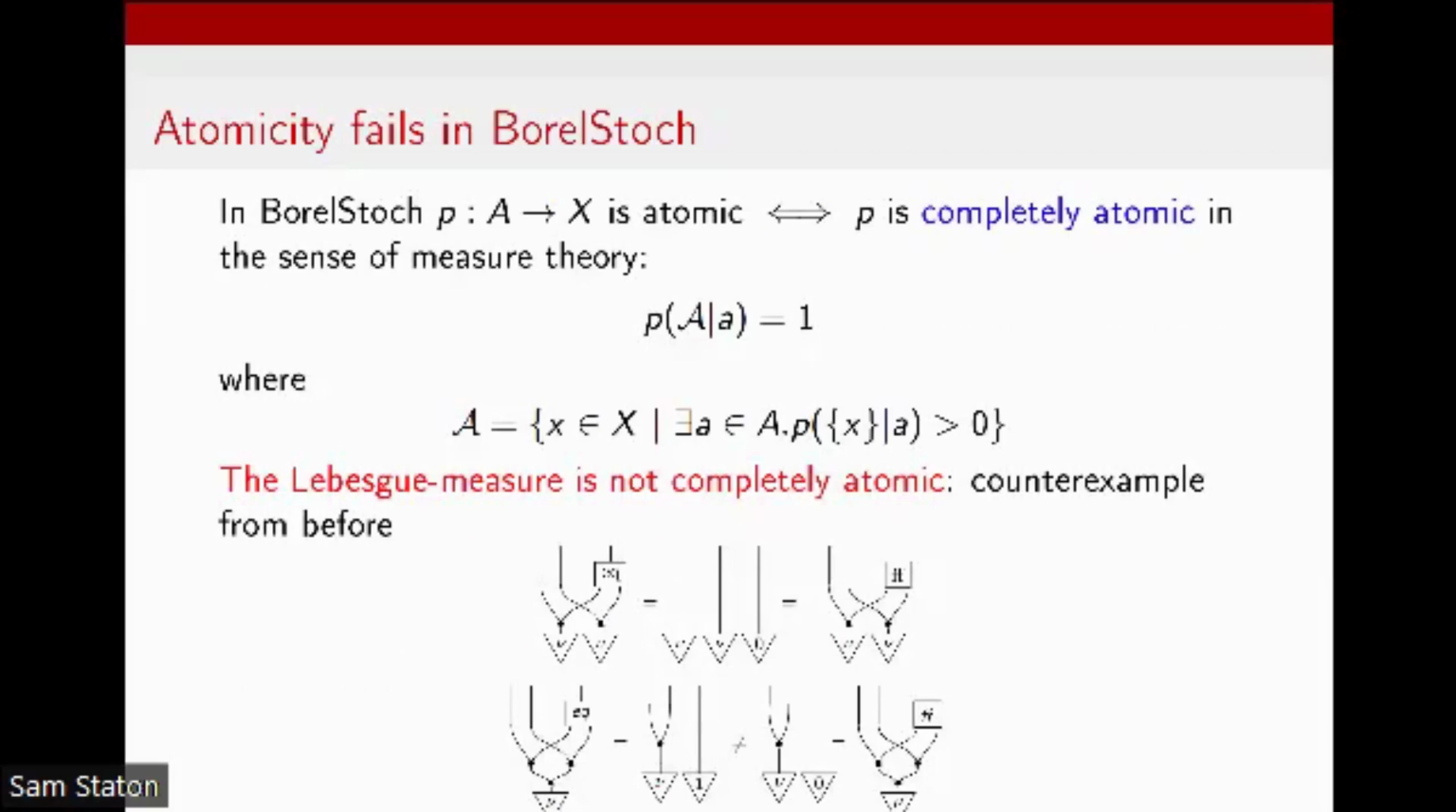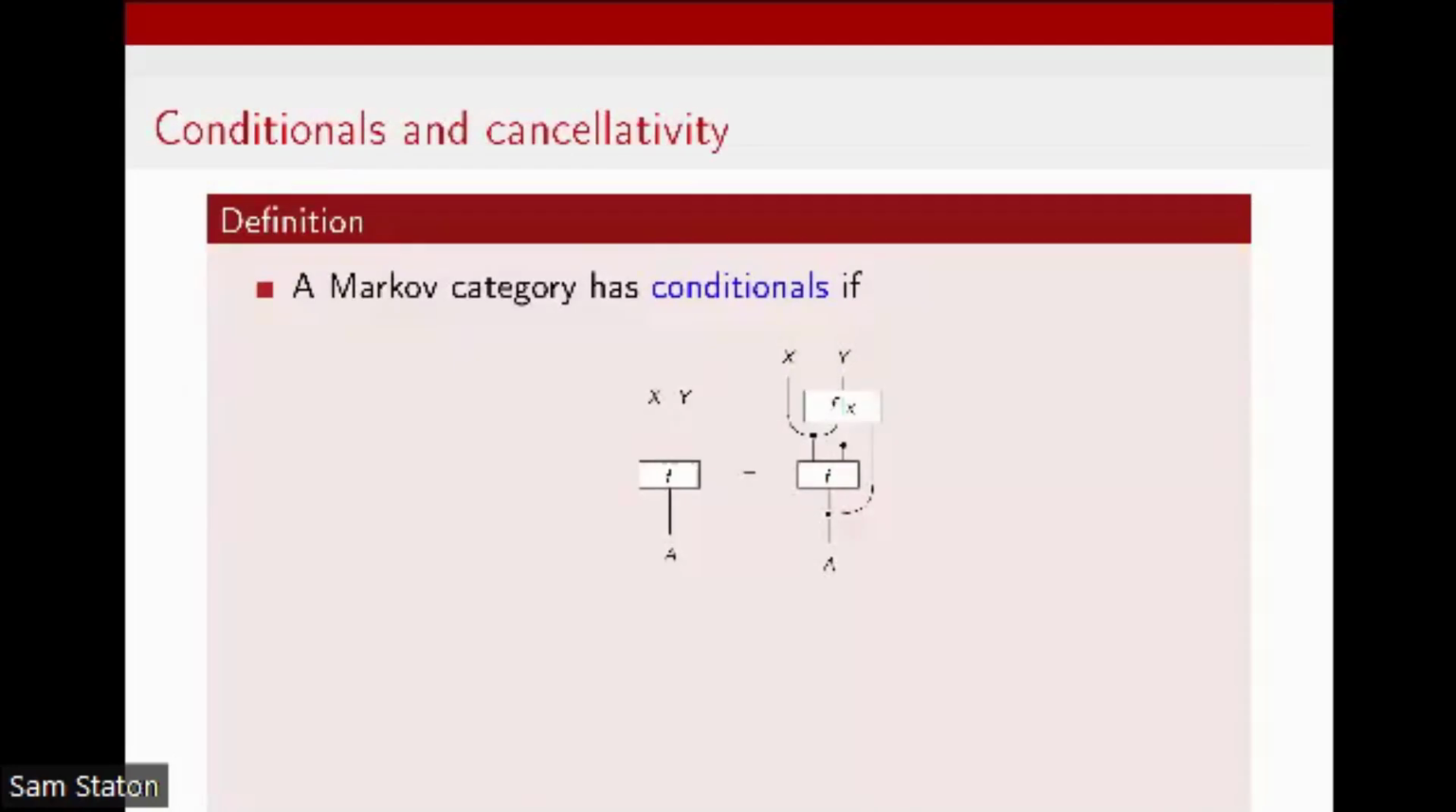So we see that formally this atomicity axiom fails in Borel-Stoch. Okay. So let's recap some more notions before we can finally get to see why atomic Markov categories satisfy the contraction identities. So this is the standard notion of conditionals.